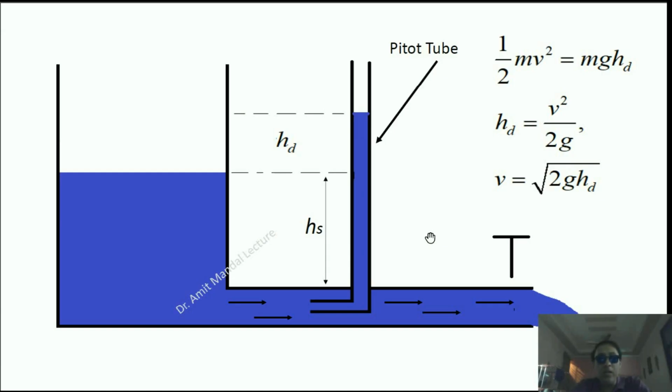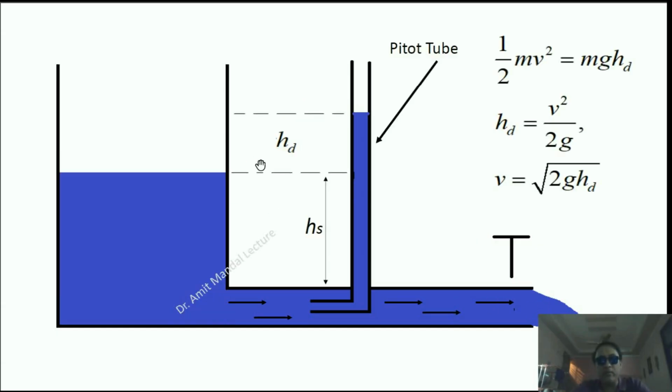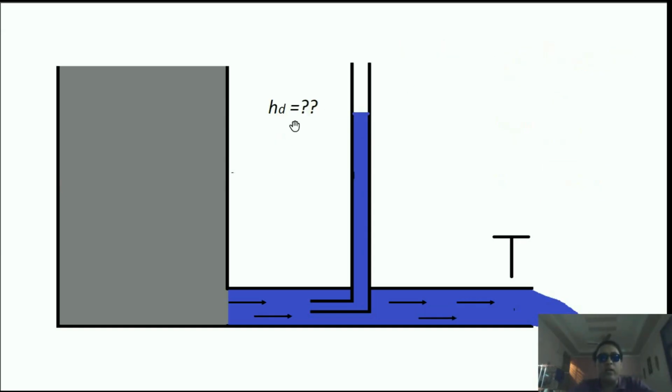Now imagine a case in which this tank is hidden. It means we cannot see how much water is there inside the tank. In such a case, if we are using the Pitot tube, we cannot find out h_d, because we don't know what the level of water was when it was not flowing. In this case, we know the level, so we can find the difference between the level of water in the tube and the level of water in the tank. This difference is what h_d is. h_d is also called the dynamic pressure head, and h_s is called the static pressure head. So in such a case, we cannot find out h_d.